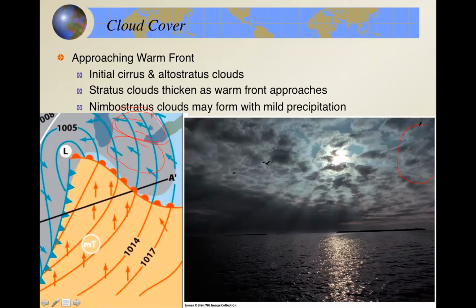Out ahead, we have these sort of small layered high-level clouds. These would be cirrus and altostratus clouds. As the storm approaches, and the warm front's going to be over here, moving in this direction, they're starting to thicken and get lower, and eventually they form a cloud deck, again, a layered set of clouds. And then in this gray region here is where you would find the nimbostratus and precipitation.